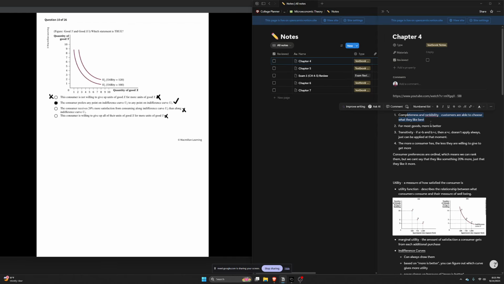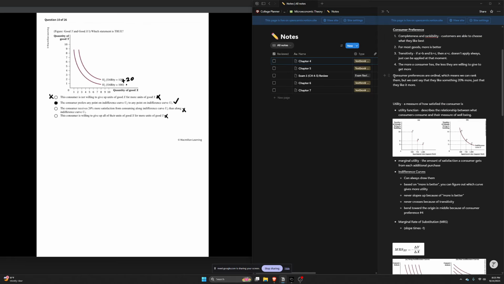The customer receives 20% more satisfaction from consuming along the indifference curve 2 or U2 than along indifference curve 1. So we see that there is a plus 20 here. And some people might jump to conclusions there, say, oh, that's 20%. But that's not true because of this rule right here. So consumer preferences are ordinal, which means we can rank them, but we can't say that they like something 20% more. We can just say that they like it more, okay?